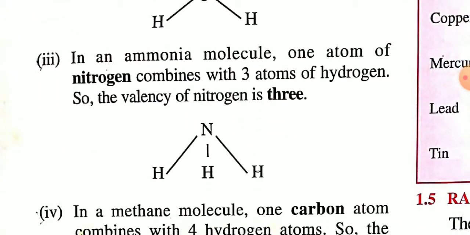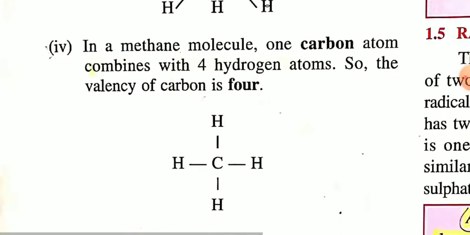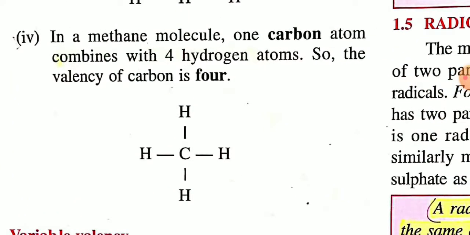Similarly in ammonia, NH3, nitrogen combines with 3 hydrogen atoms. So the valency of nitrogen is 3. Similarly in methane, the central carbon atom combines with 4 hydrogen atoms. So the valency of carbon in methane is 4. So valency is also related to the number of hydrogen atoms directly attached to the element.